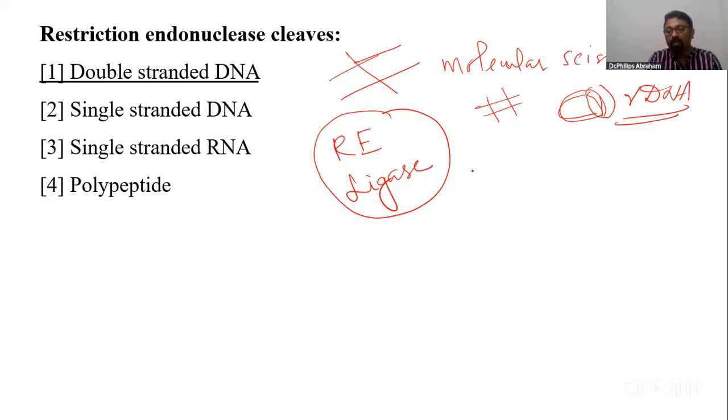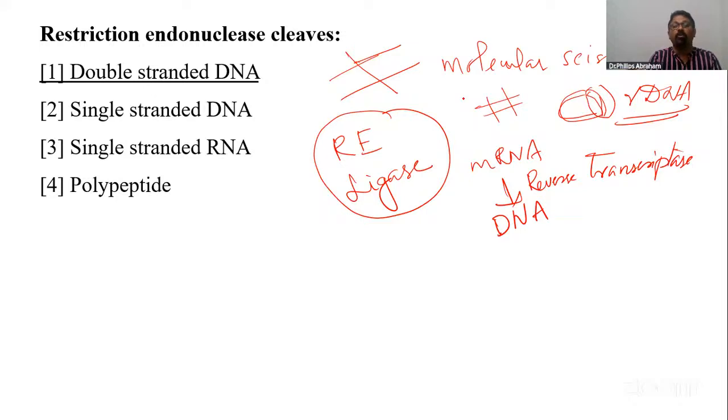For that, we need an mRNA. From there, we synthesize DNA. So just opposite to transcription. So the enzyme is reverse of transcription, reverse transcriptase. So these are the three major enzymes that we require for rDNA technology.